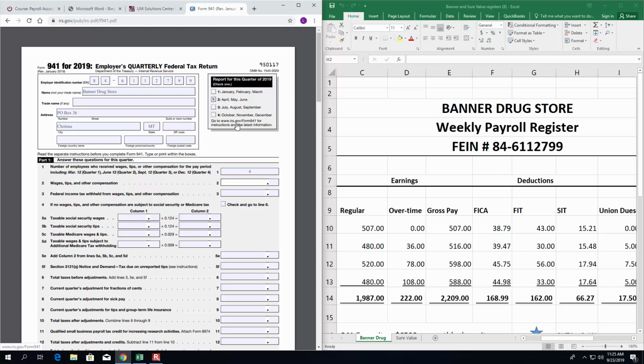Gross. Let me give you 2 sets of instructions. Yes, you're going to take gross pay. This is a weekly payroll register, a quarterly report. So obviously you're going to go times 13. And then the next line you can also fill out, federal income tax withheld. It's right up there, but you have to convert it from weekly to quarterly. I'll give you a couple minutes to do that. It's really just a couple multiplications.